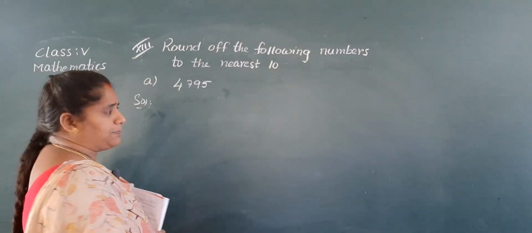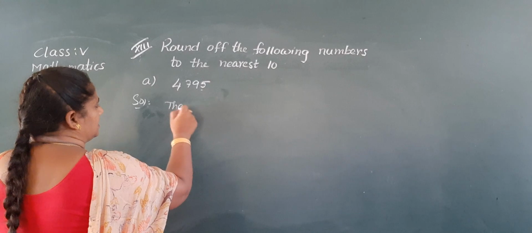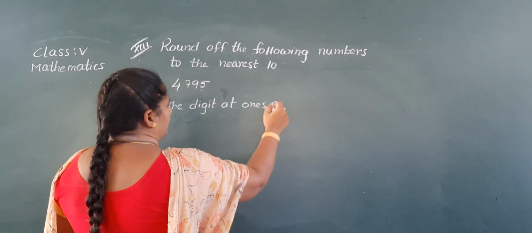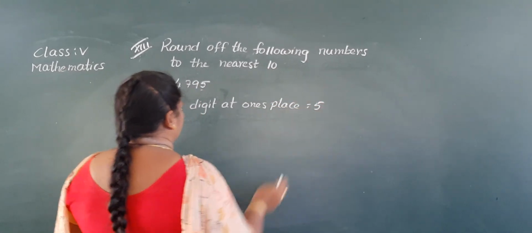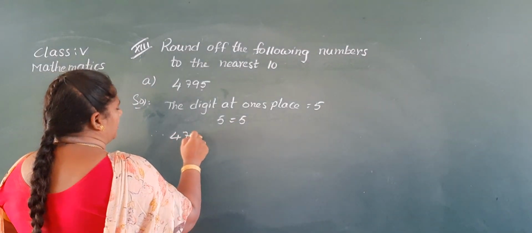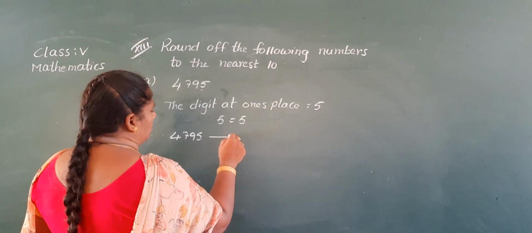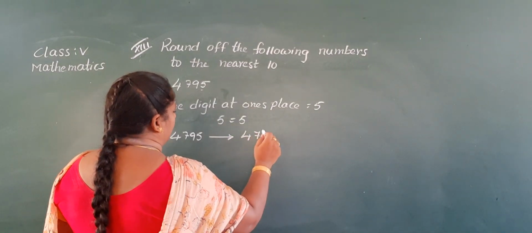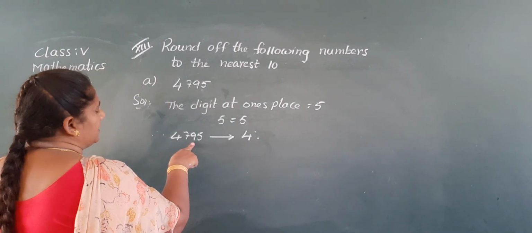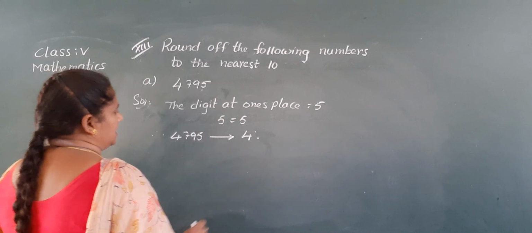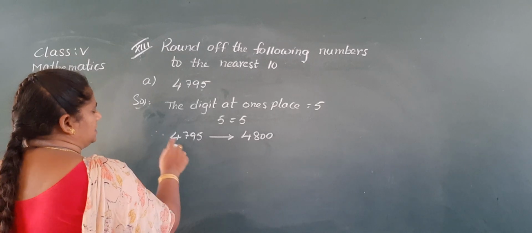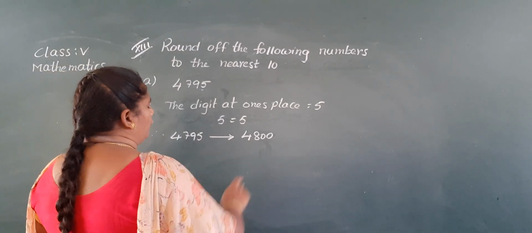See the digit at ones place. What's the digit at ones place? Yes, the digit at ones place is equal to 5. That means 5 equal to 5. Therefore, 4,795 is rounded off to 4,700. Sorry. You should add 1 to the tens place. Then it becomes 4,800. Okay? So, therefore, 4,795 is rounded off to 4,800.